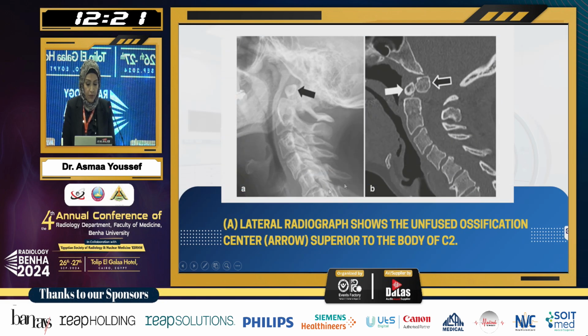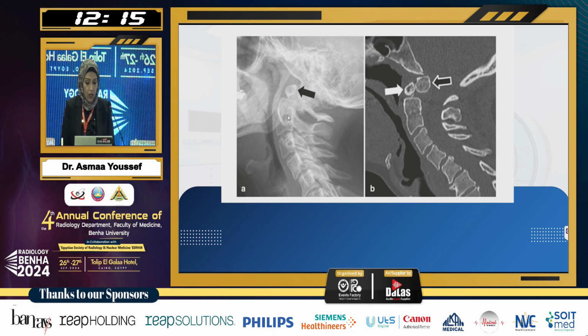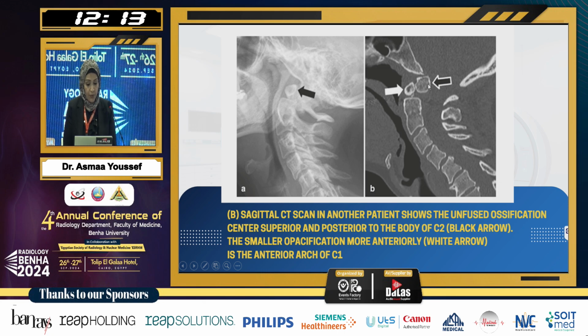On this plain radiograph, lateral radiograph, we show the unfused ossification center superior to the body of C2. Sagittal CT of another patient shows unfused ossification center superior and posterior to the body of C2. The smaller ossification more anteriorly is the anterior arch of C1.